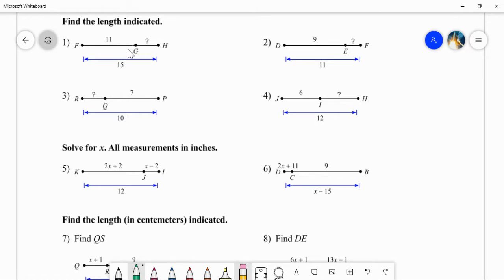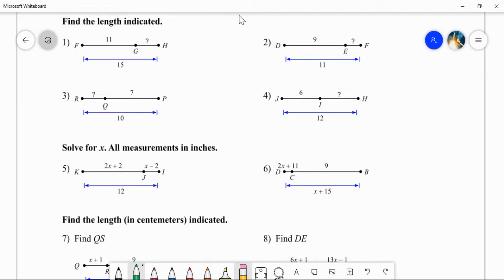I'm sorry, that's not true. Don't ever just assume. There's very few things that we can just assume when it comes to geometry. In this case, if I have 3 points that look like they're on the same line, I can assume that they're on the same line. Okay, so I can assume that these 3 points are collinear. So because I know that they're collinear, I know G is between F and H.